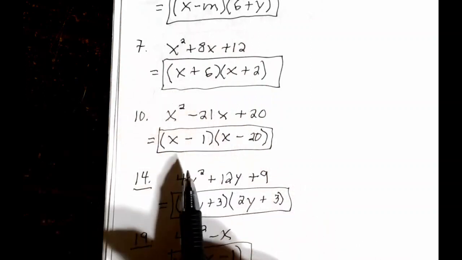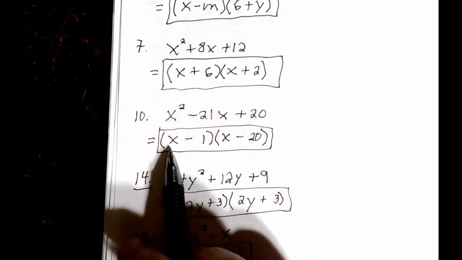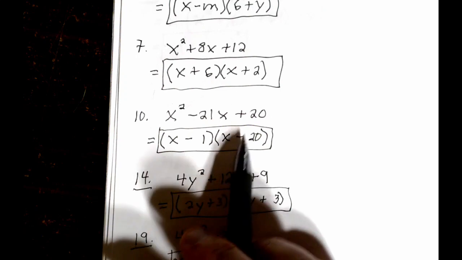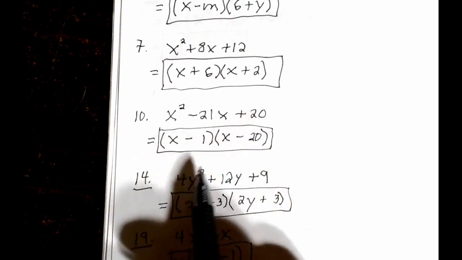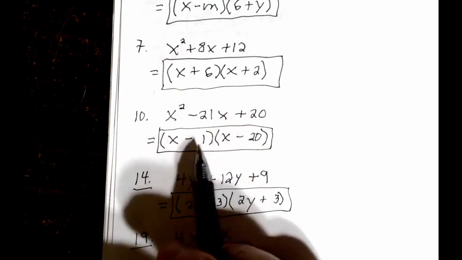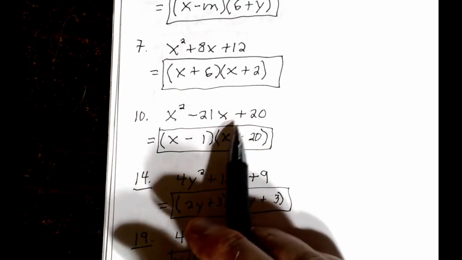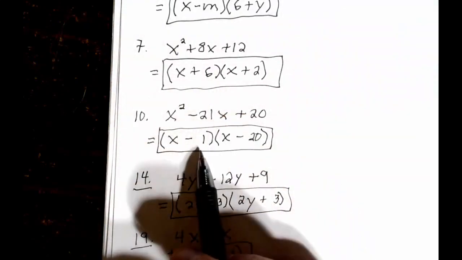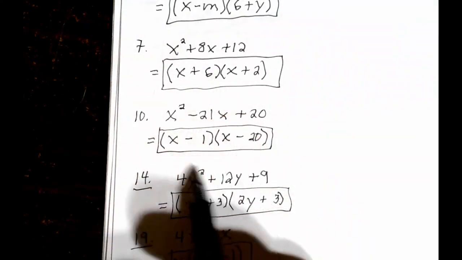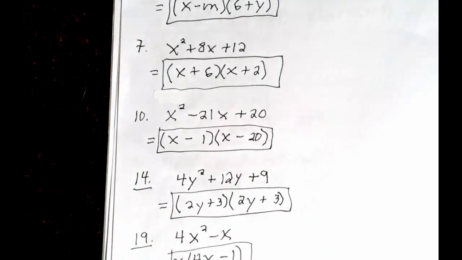Okay. And then number 10, x squared is x and x. 20 can be 1 and 20. There's a bunch of choices. I tried 1 and 20. Both had to be negative because of a positive 20, and you need to add up to a negative 21, so they both had to be negative. Minus 1x and minus 20x adds up to minus 21x.